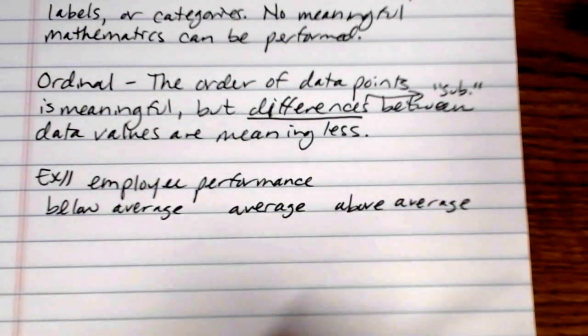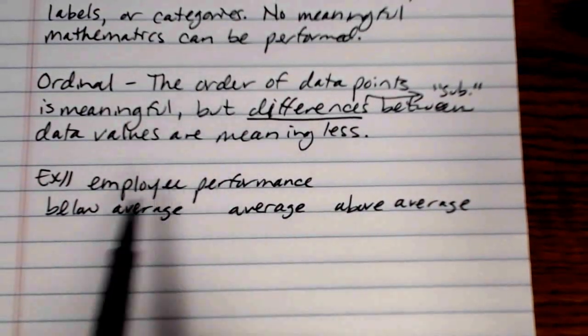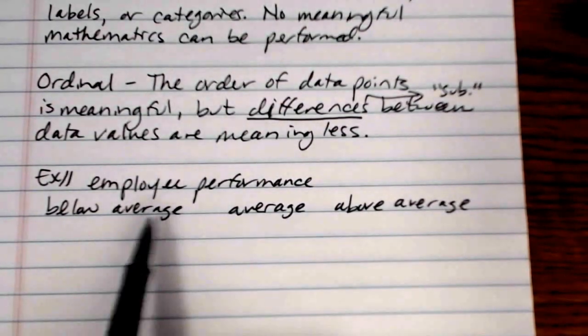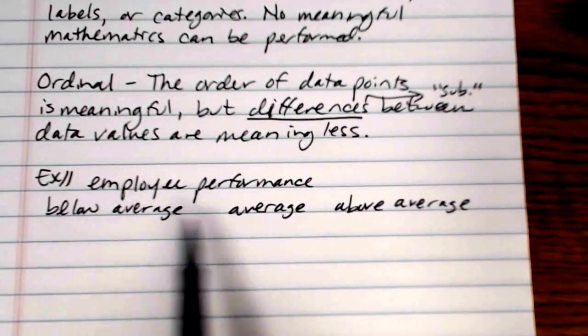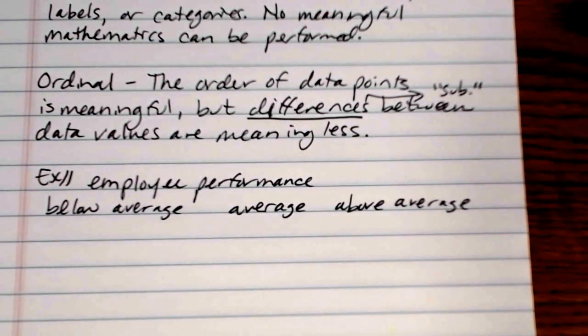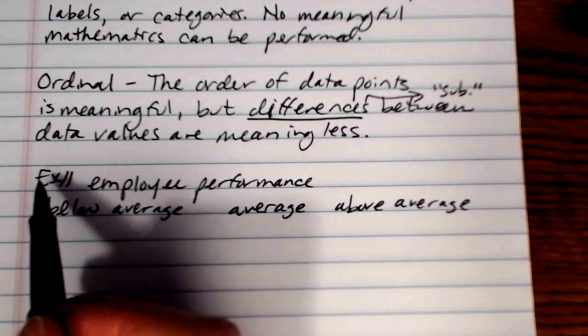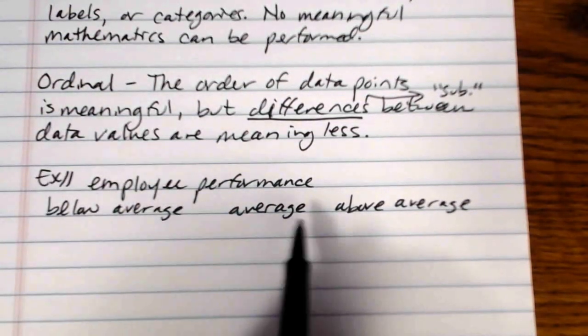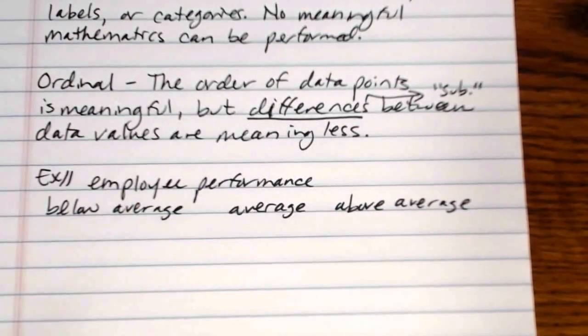So the order here is important. However, because this is still not numeric data, we can't do any meaningful subtraction, right? We can't subtract average from below average. It doesn't work that way. So this would be an example of something that qualifies at the ordinal level because the order matters, but we can't subtract. Okay.